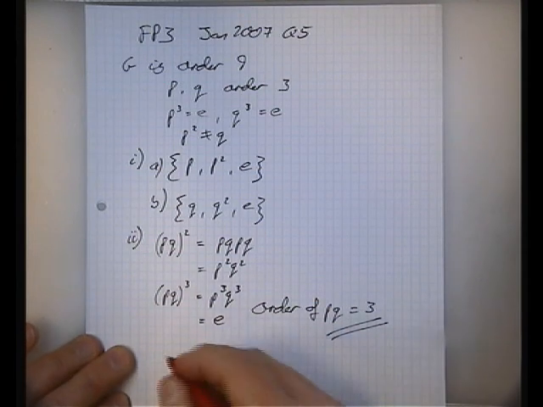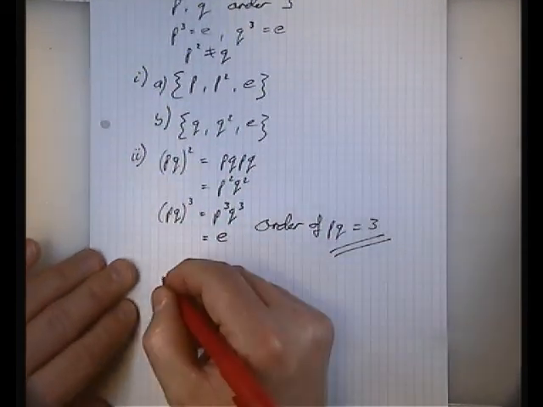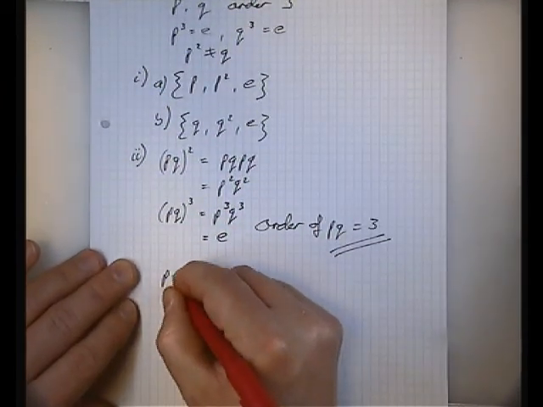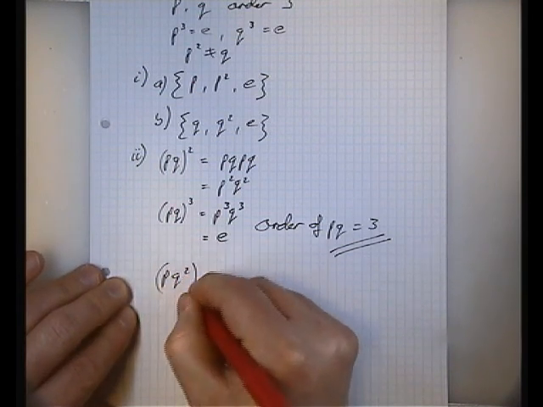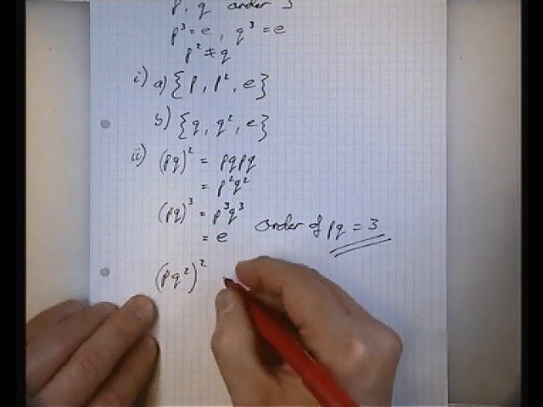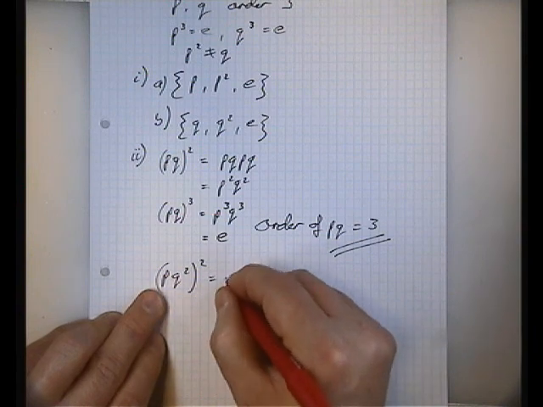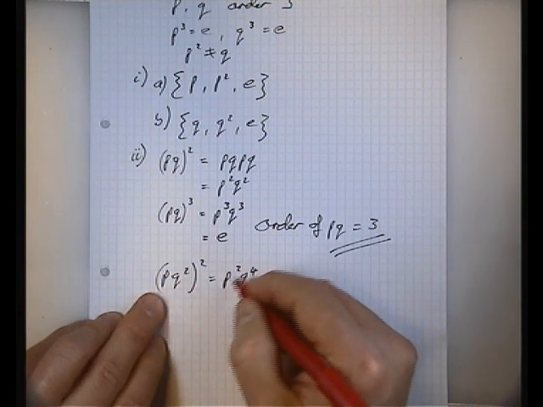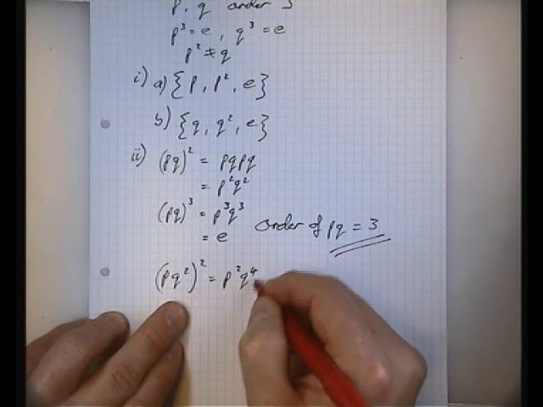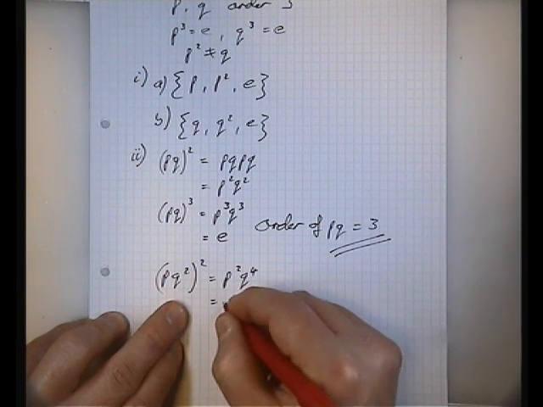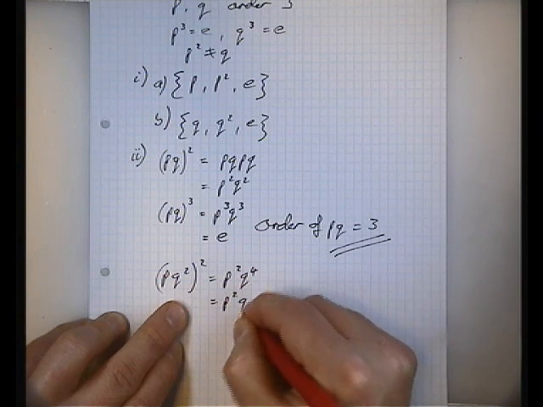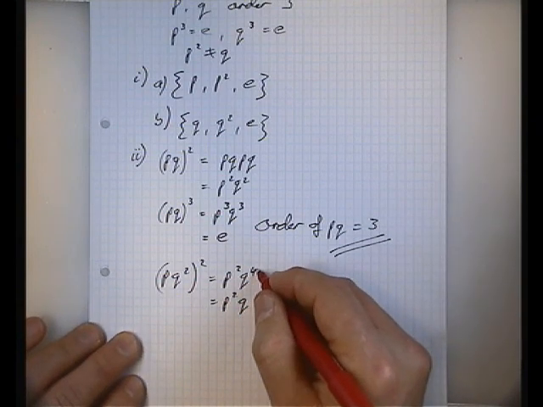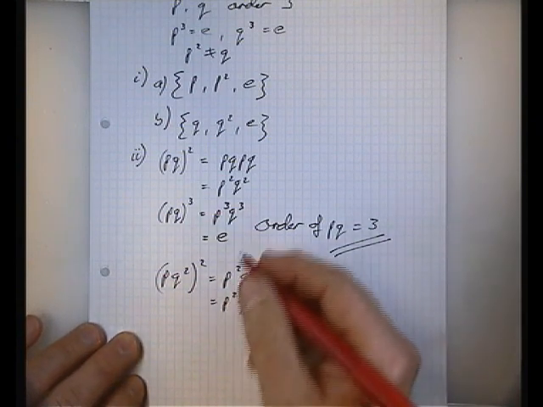And now let's look at the order of PQ squared. Let's square it first to see whether it's 2. Now, because of the commutativity, we can write it like this. So p squared q to the 4. But we know that q cubed is e, so that's going to equal p squared q, because 3 of those will collapse down to e.